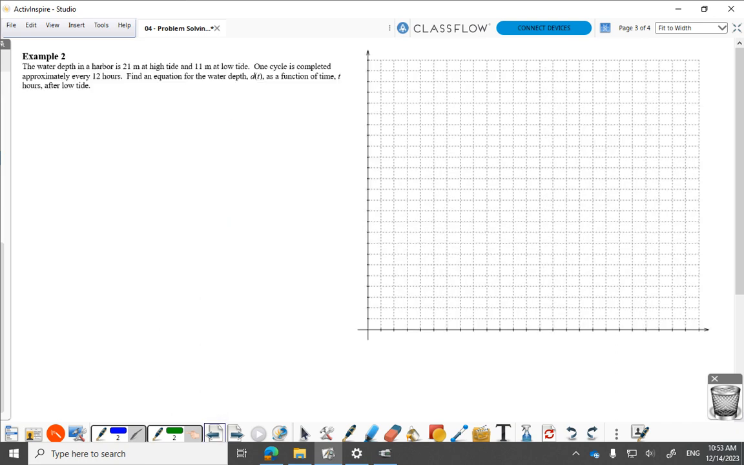It says the water depth in a harbor is 21 meters high at high tide and 11 meters at low tide. I don't think that's realistic, actually. I'm just using some numbers that we can work with. One cycle is completed approximately every 12 hours. Find an equation for water depth as a function of time.